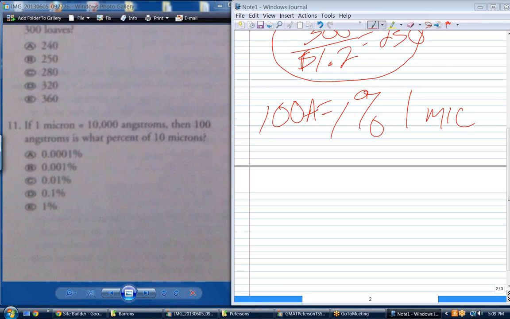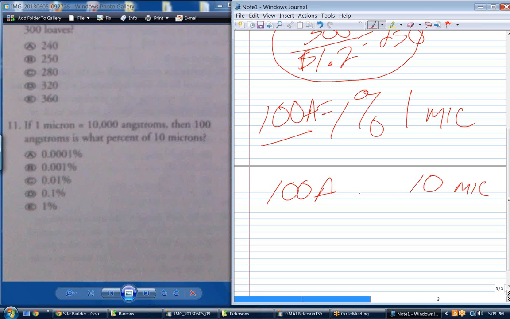I want to say 10, but that's not an answer. Well, they were nice to us here. They left the trick answer off there. You're going in the wrong direction. In other words, if 100 angstroms equals 1% of 1 micron, then 100 angstroms has to be a smaller percent of 10 microns. Would it then be 0.1? Because it's only 10, so you move it 1? Yes, 1/10 of 1%.